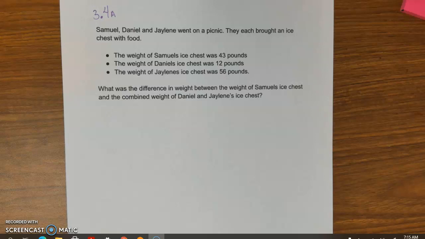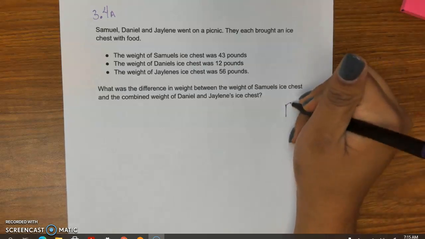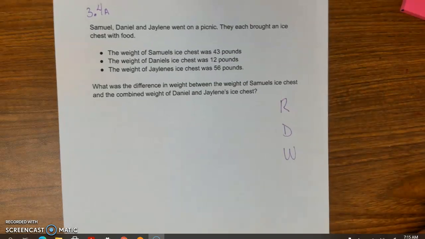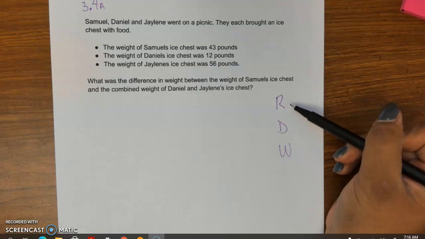Alright, so we have our word problem here, and the first thing I'm going to do is on the right hand side, I'm going to write RDW. This is my reminder on how I solve a word problem. So step 1, we're going to read it together.